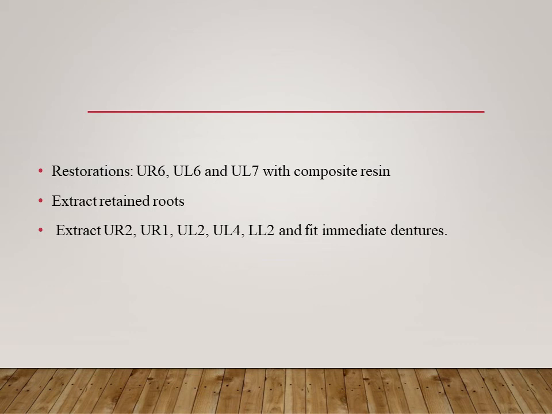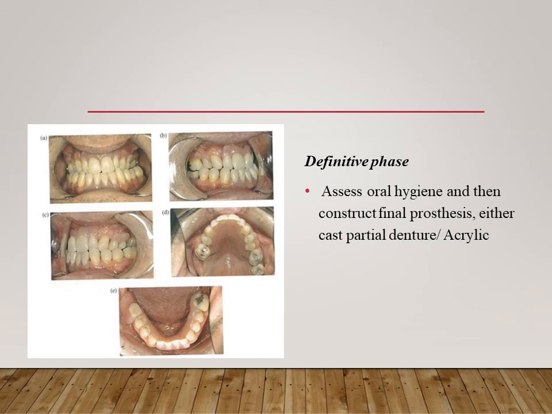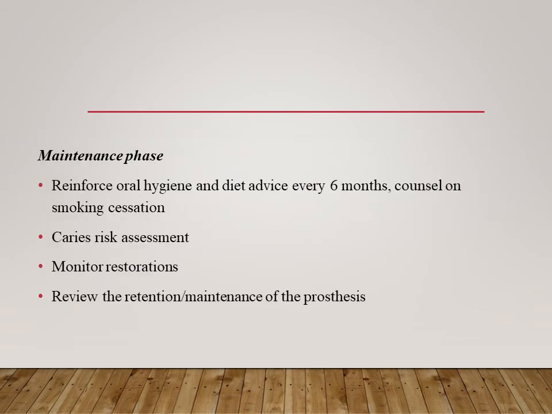Now you have to remove all your root stumps or retained roots, so all of them have to be extracted, and the teeth which are grade 2 mobile, they have to be extracted as well. And you have to fit your immediate dentures, so that of course it is for aesthetic reasons, so that the patient does not feel like he is edentulous in some area. You have to decide whether the prosthesis is going to be acrylic or whether it is a cast partial denture.